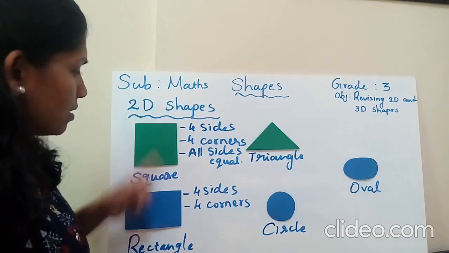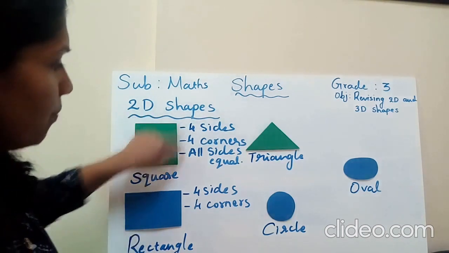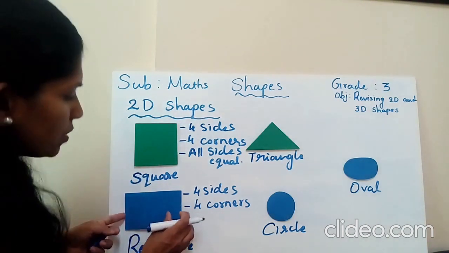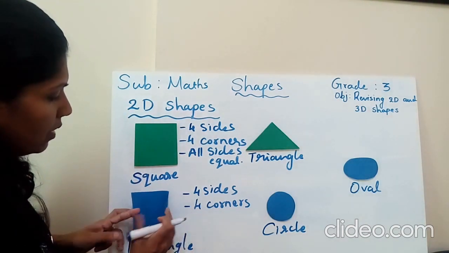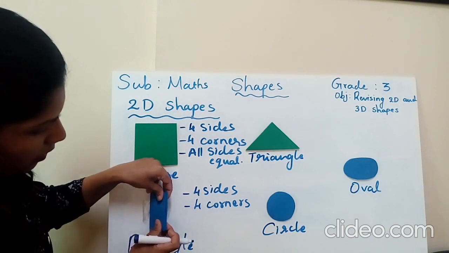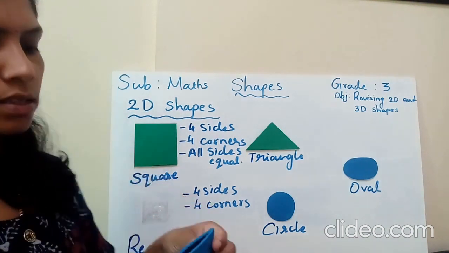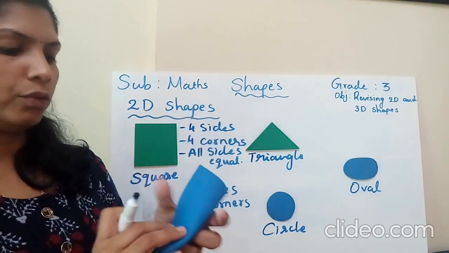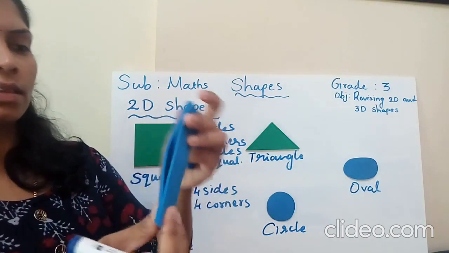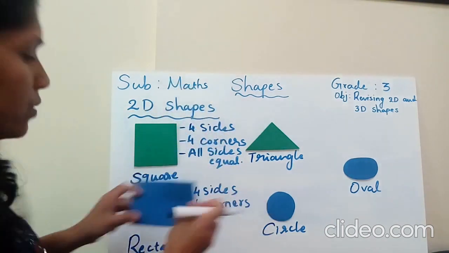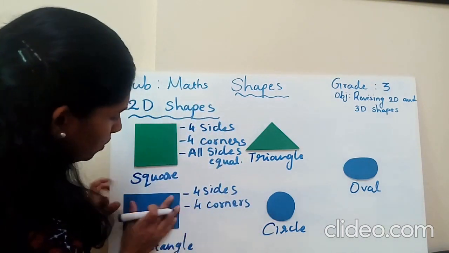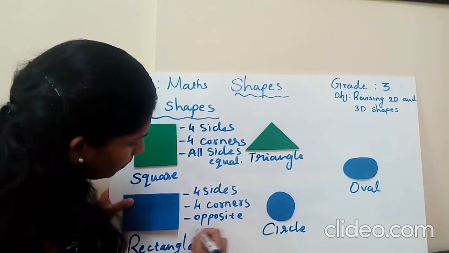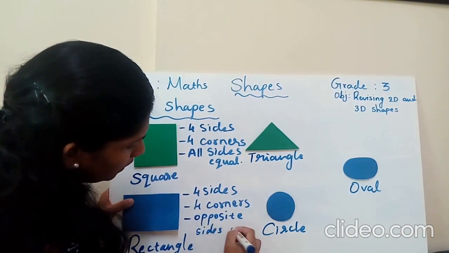When you see the square, all the sides are equal. But when you look at the rectangle, the opposite sides are equal. Otherwise, the adjacent sides are not equal. Okay? So when you see this, these sides are equal. And when I fold these, these sides are equal. So the opposite sides are equal. So in a rectangle, opposite sides are equal.